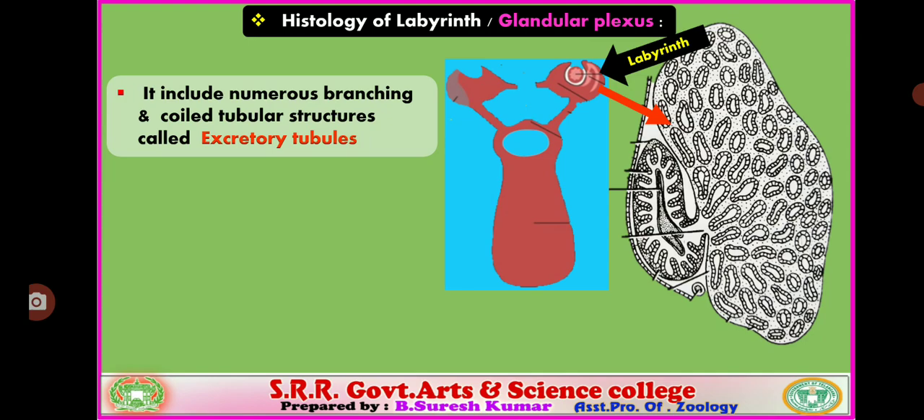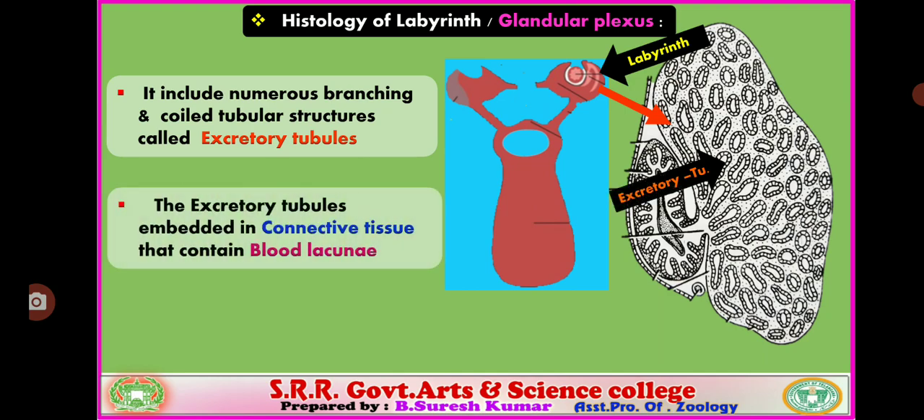If we observe the labyrinth portion, it contains a large number of branched coiled tubular structures. In the transverse section, they appear as circular tubes, but they are branched coiled tubular structures. They are called what? Excretory tubules. So they are accommodated in connective tissue. The excretory tubules are embedded in connective tissue that contains blood lacunae. You observe the red color arrow, that is connective tissue, which consists of blood-filled spaces. They are called what? Blood lacunae.